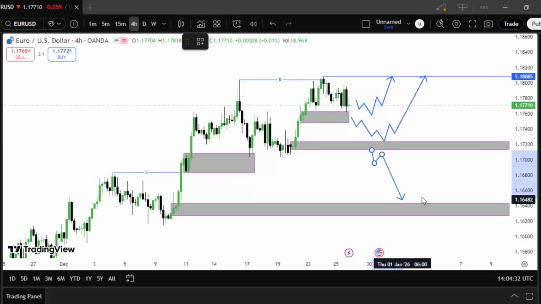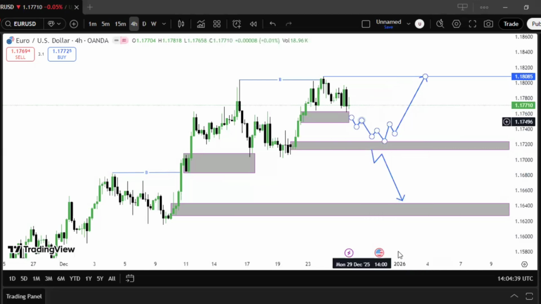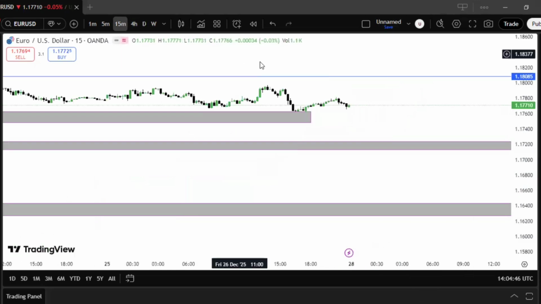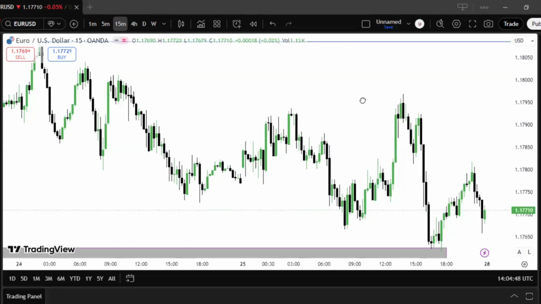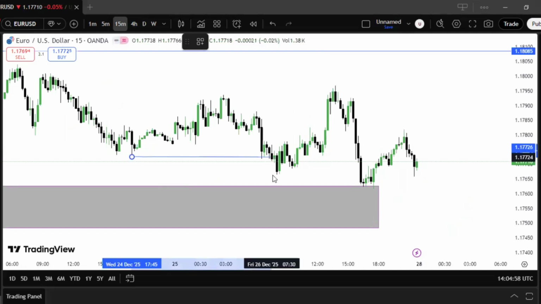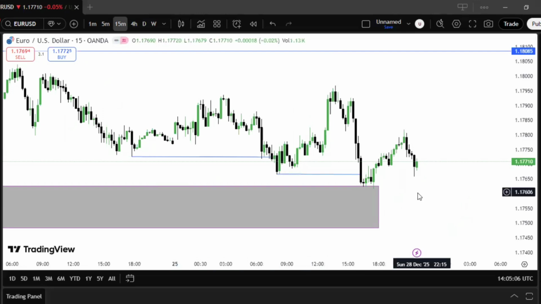Simple. So now I'm going to remove all these drawings, keeping only these ones. Then I'll go to 15 minutes. By the way, I'm going from weekly down to 15 minutes. So on 15 minutes, what am I looking at here? As you can see, the market is bearish. This bearishness mustn't confuse you, guys. It's just a pullback from daily, from 4 hours, something like this. You understand? So currently we are here.